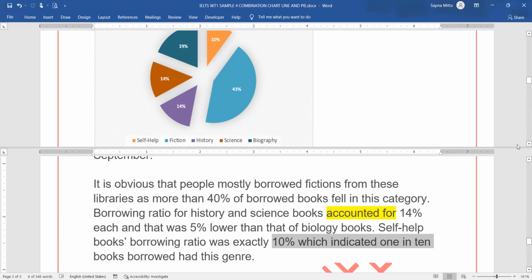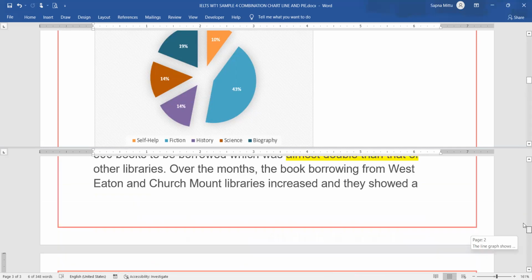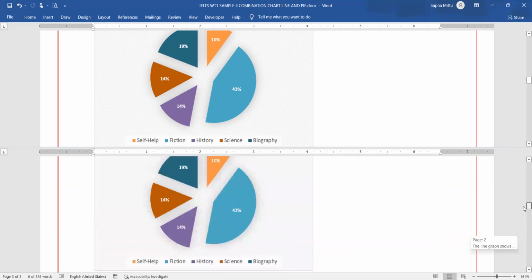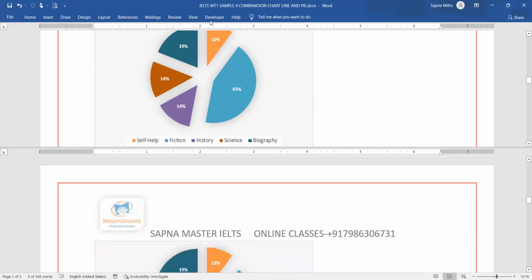Always use different methods to write down the figures, to give the numbers, because that is very important, so that you have shown the variation. And in this way you have completed the task. That is all. पक्का 7+ bands आने वाले हैं अगर आप ऐसा लिखने वाले हो. So all the best guys, do well.